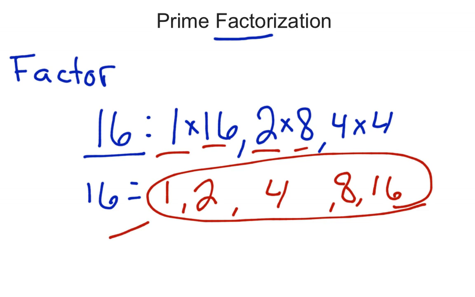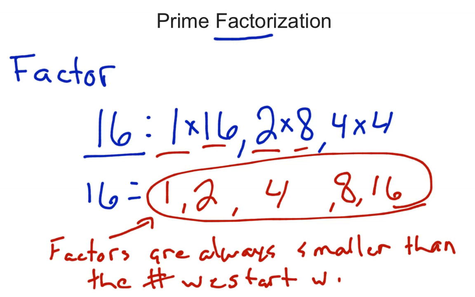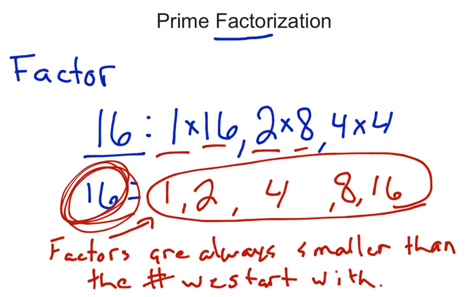One thing I want to point out here is that factors of a number are always smaller than or equal to the number that we start with. So in this case, the given number that we started with was the number 16. Factors of 16 are never going to be bigger than 16.